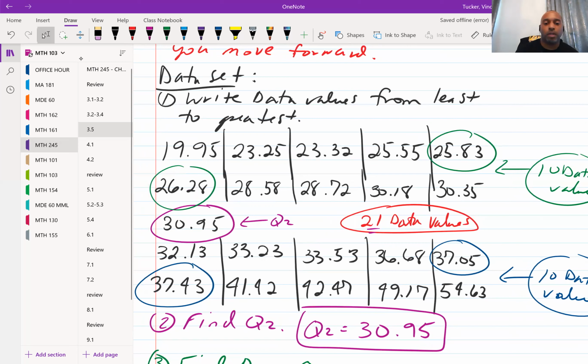All right. And so that's what I did for the middle quartile. Q2 is 30.95.